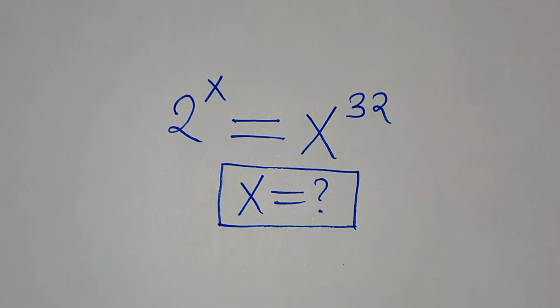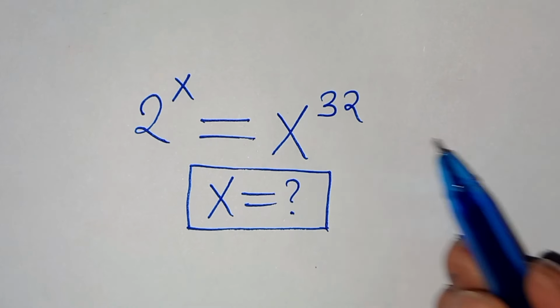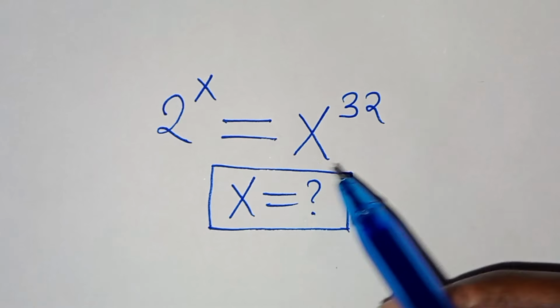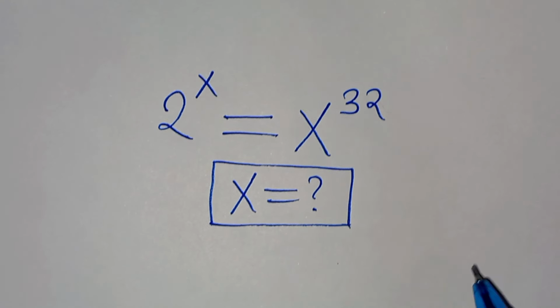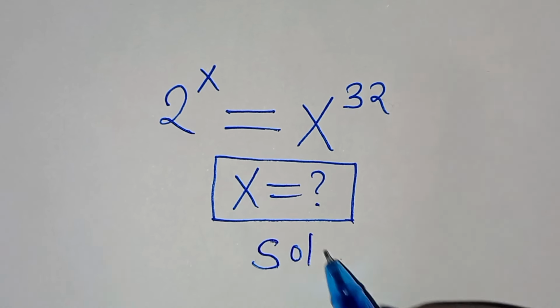Hello everyone, you're welcome to solve this nice exponential equation, which is 2 to the power of x equal to x to the power of 32. So what is the value of x? Now let's provide a solution from here.